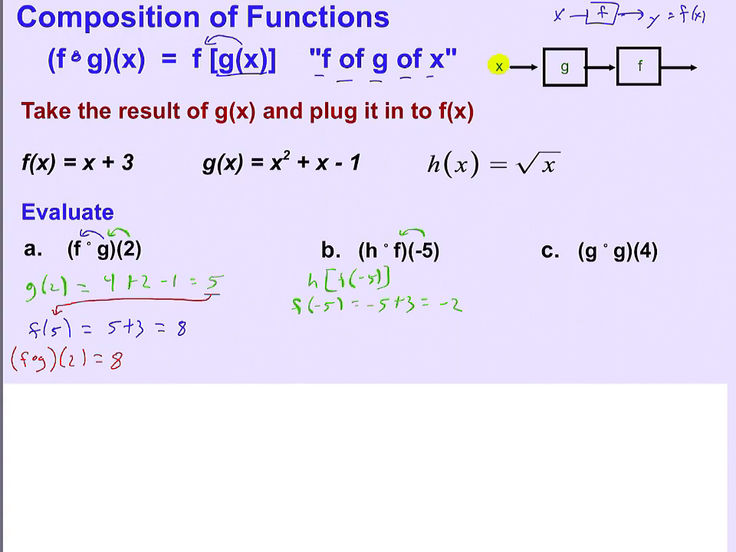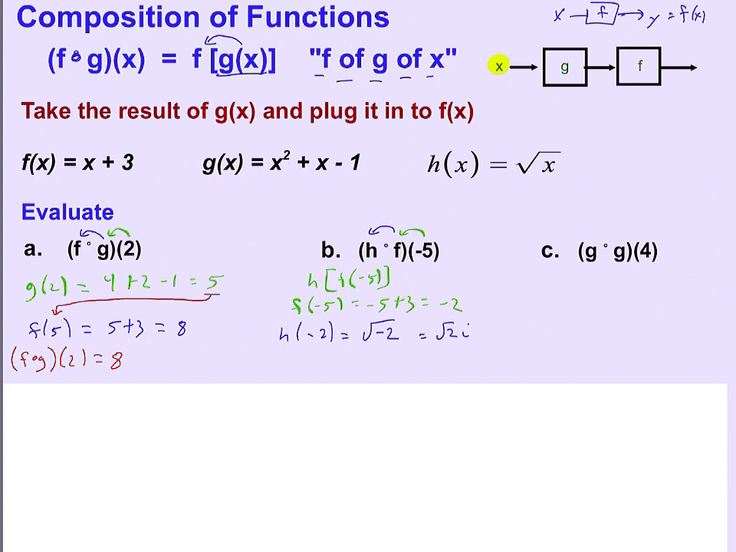And then we take the result of that and plug it into h. So we're going to take h of negative 2, which you're going to see is going to cause a little bit of a problem. That would mean the square root of negative 2, which technically is the square root of 2 times i. Generally speaking, we're not going to worry about imaginary numbers here, but in this case, the result is imaginary, so we would write it that way.